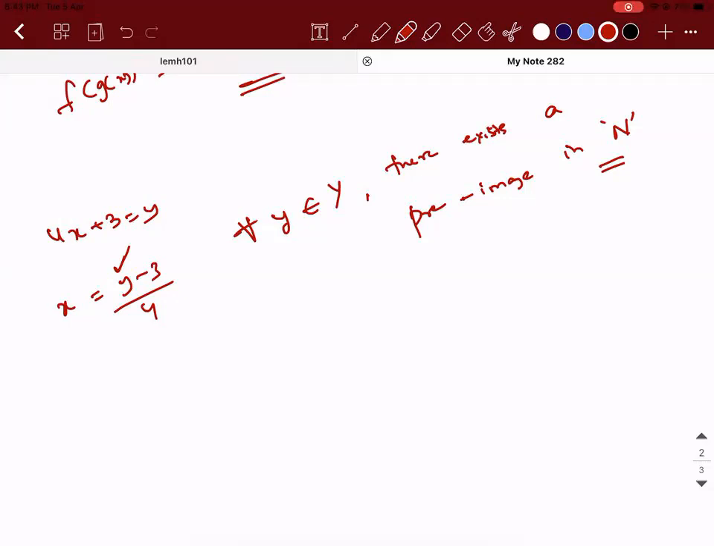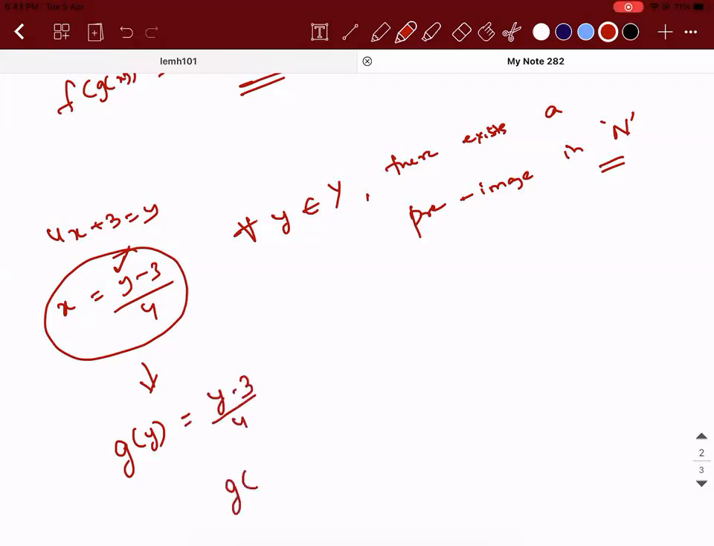The inverse of this function follows the same steps. Once you find them, you wrote x is equal to y minus 3, right? So can I call this g of y? So g of y is equal to y minus 3 divided by 4. But what is y, guys? Y is f of x.